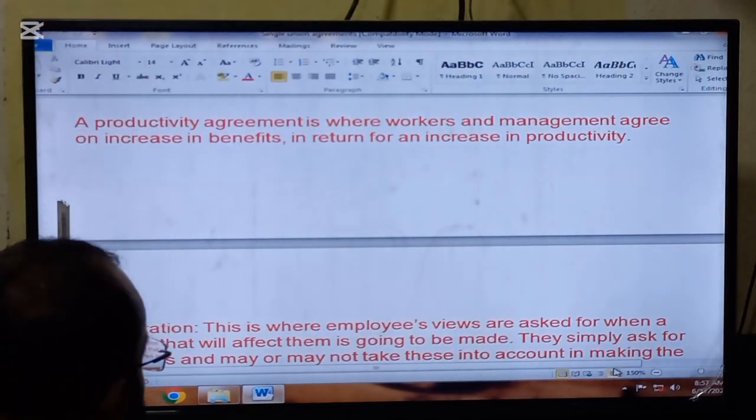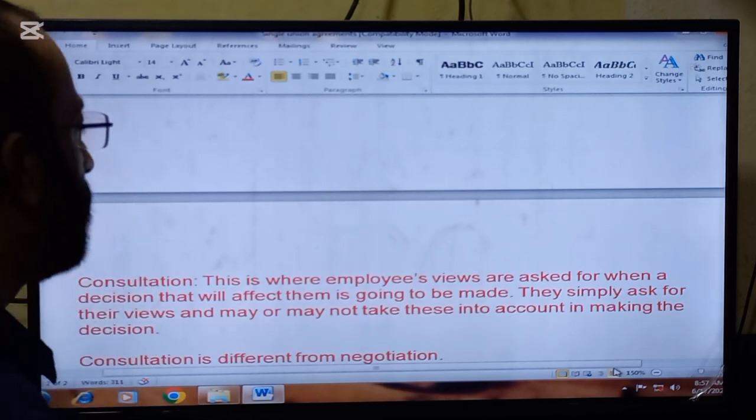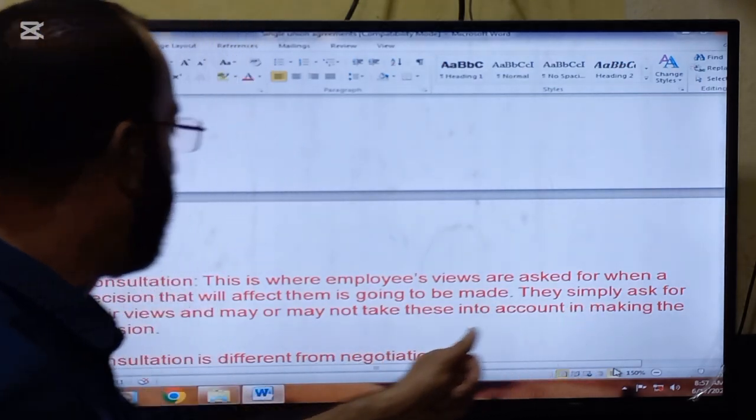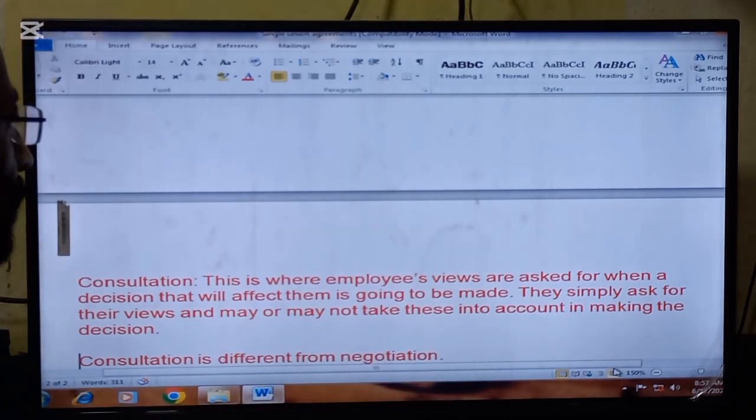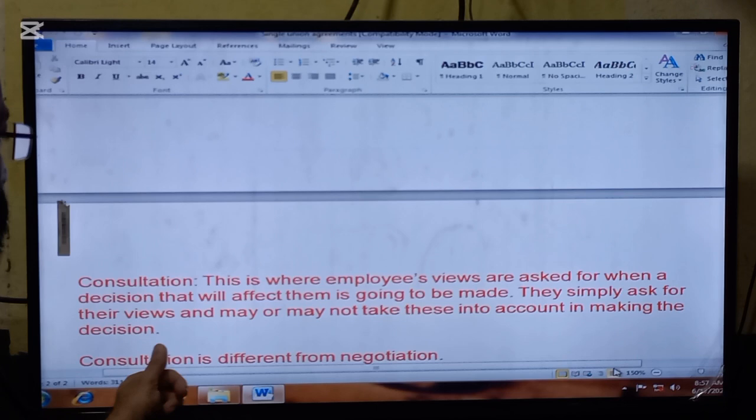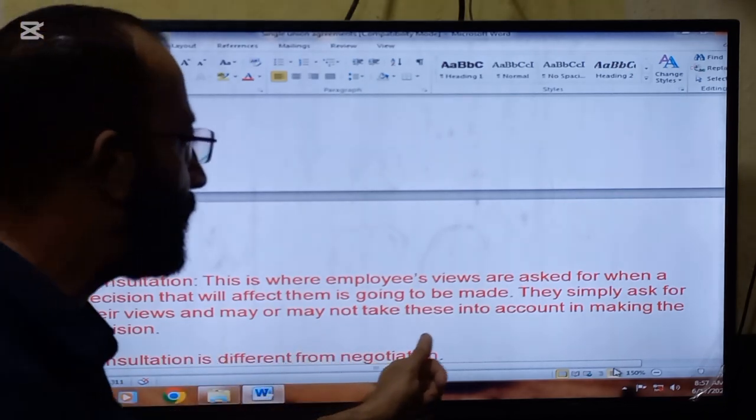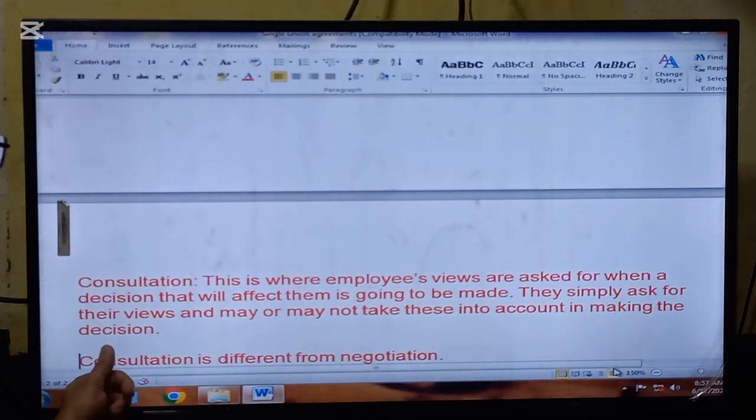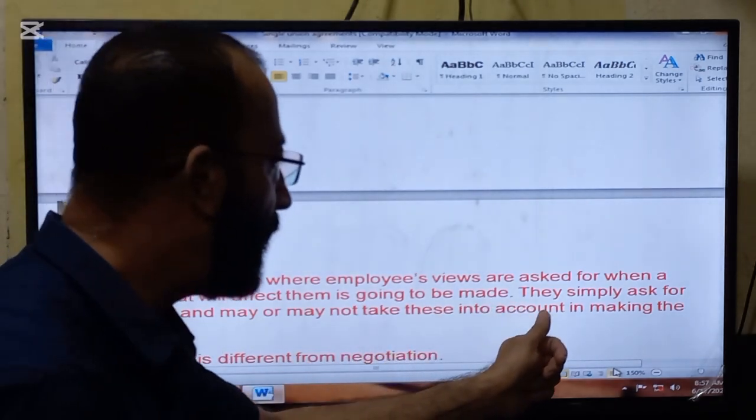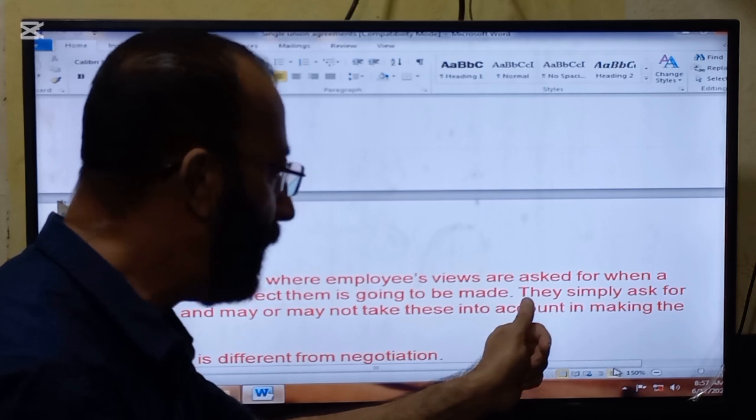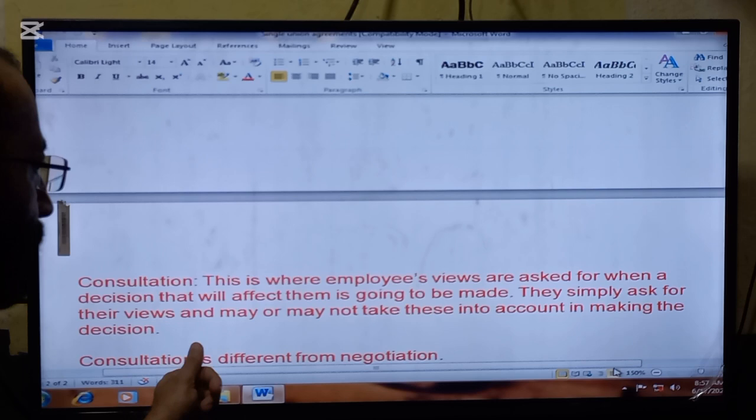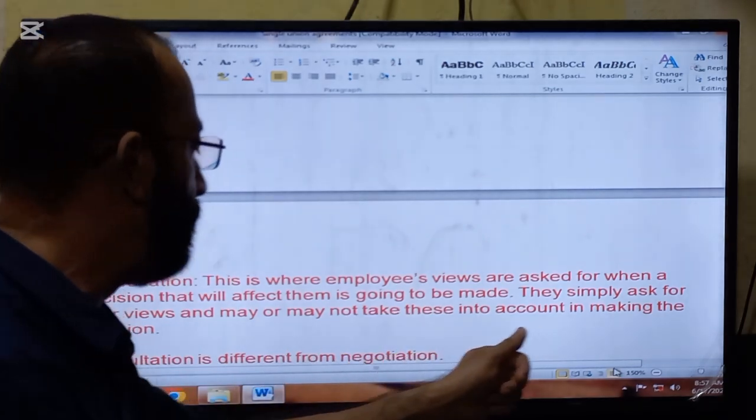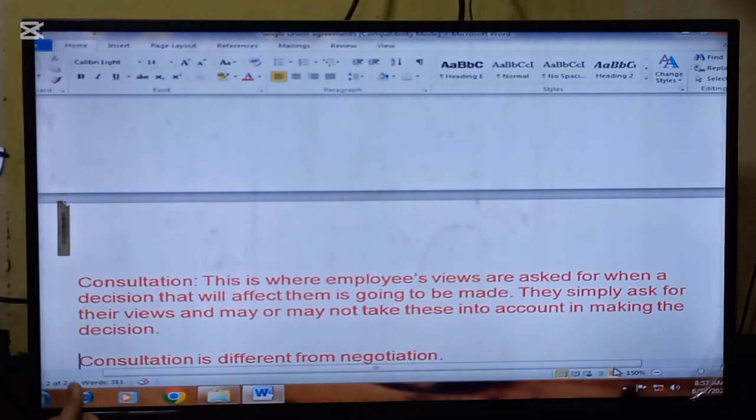Consultation. This is where employees' views are asked for when a decision that will affect them is going to be made. They simply ask for their views and may or may not take these into account in making the decisions. So employees are simply asked for their views and they may or may not take these into account in making the decision. So this is called consultation.